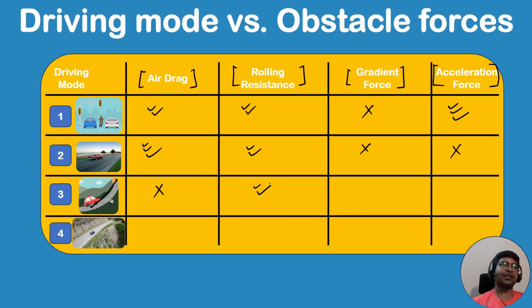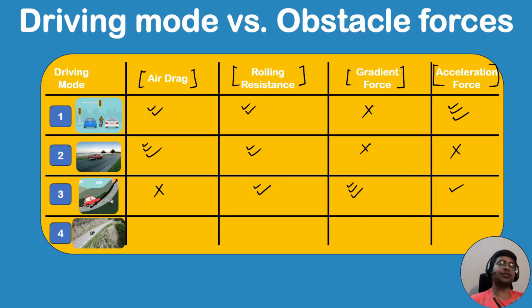and the dominant force in this driving mode is going to be the gradient force because we're trying to climb on this hilly road. And of course we are going from 0 to some speed at the end of this inclined road, which means that the car is trying to accelerate, and there is going to be some amount of acceleration force.